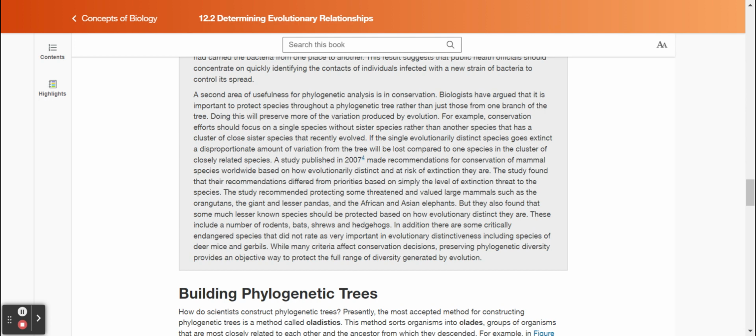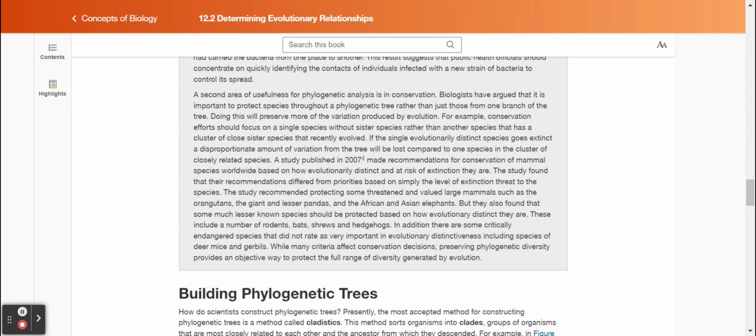A study published in 2007 made recommendations for conservation of mammal species worldwide based on how evolutionarily distinct and at risk of extinction they are. The study found that their recommendations differed from priorities based on simply the level of extinction threat to the species. The study recommended protecting some threatened and valued large mammals, such as the orangutans, the giant and lesser pandas, and the African and Asian elephants.